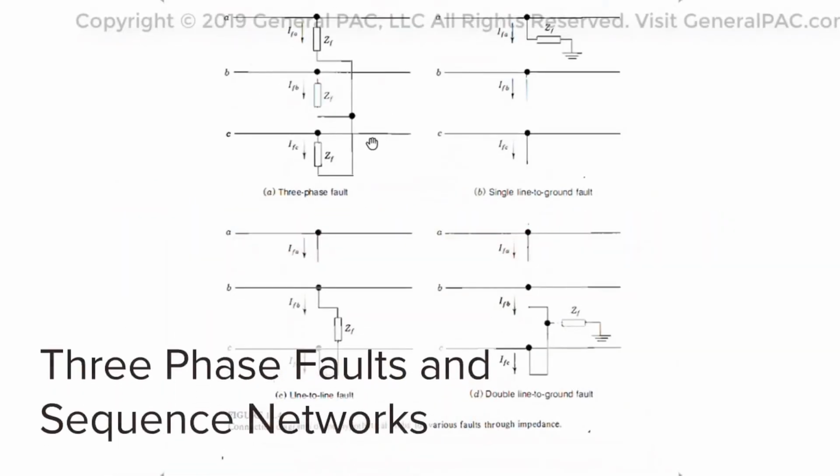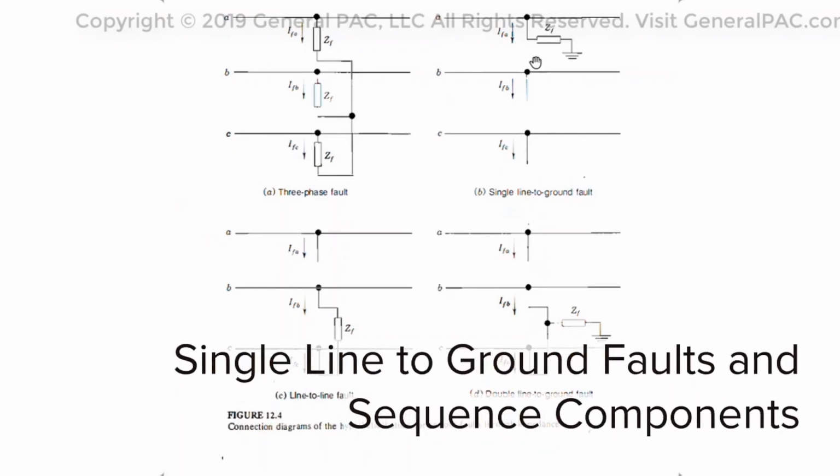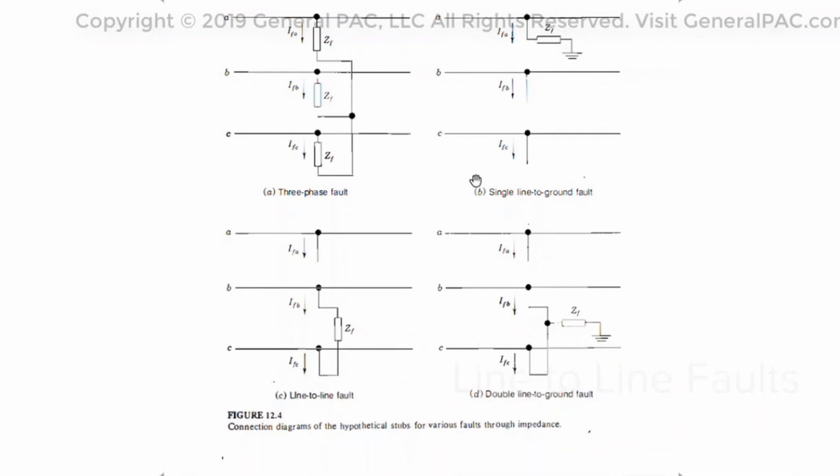A three-phase fault is a fault that has all three phases touching each other, and it may or may not touch the ground. At the end of the day, they're the same fault type. Single line to ground fault is a fault in which one of the phases touches the ground, right? And you may or may not have fault impedance ZF involved.